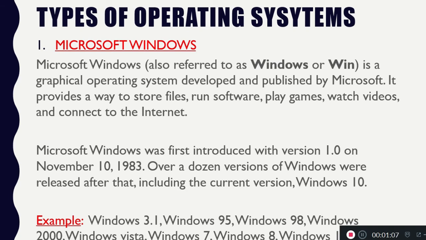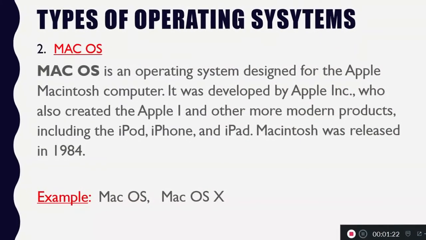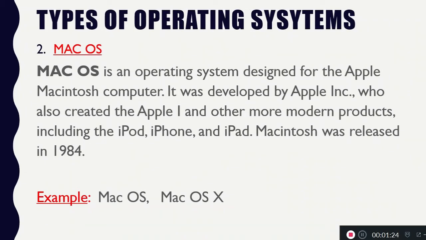It has various versions. Examples are Windows 3.1, Windows 95, and the latest version is Windows 10 or 10.1. Now moving further, we have learned about the types of operating system. The second type is Mac OS. Mac OS is an operating system that is designed by Apple Inc. for the Macintosh computers that are manufactured by Apple only.